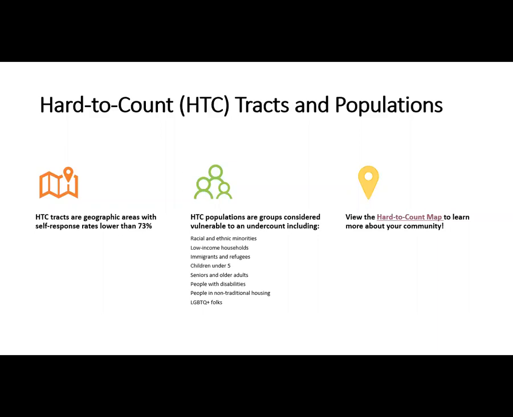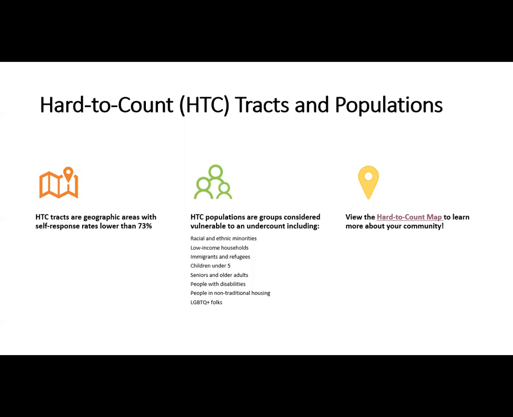Which brings us to the second kind of hard to count group, which is by population. So hard to count populations are groups considered vulnerable to an undercount. These can include racial and ethnic minorities, low-income households, immigrants and refugees, children under 5, seniors and older adults, homebound folks, people with disabilities, people in non-traditional housing, LGBTQ plus folks.